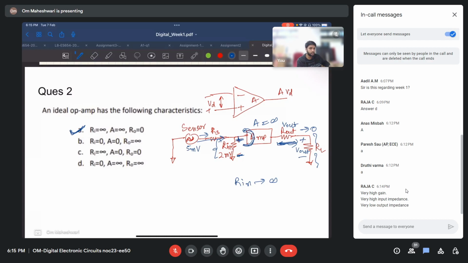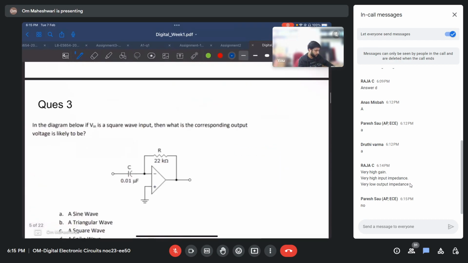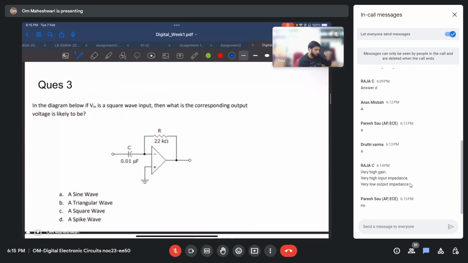So this was a theoretical question. Any doubts here? Anas, Paresh, Raja, yeah, you have right answers. Good. Okay. So let us see the next question.